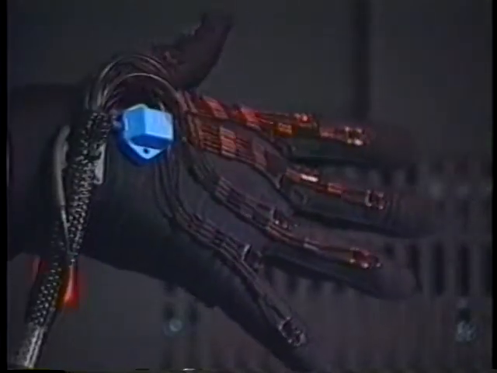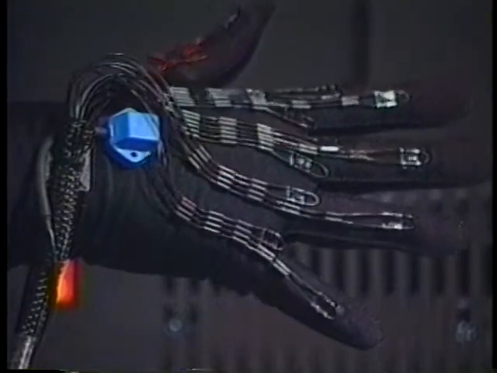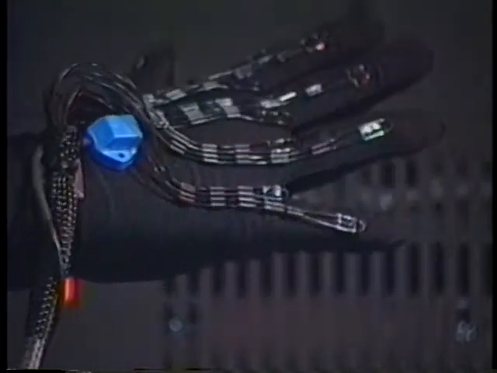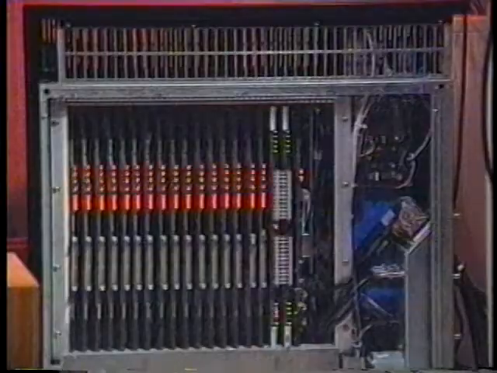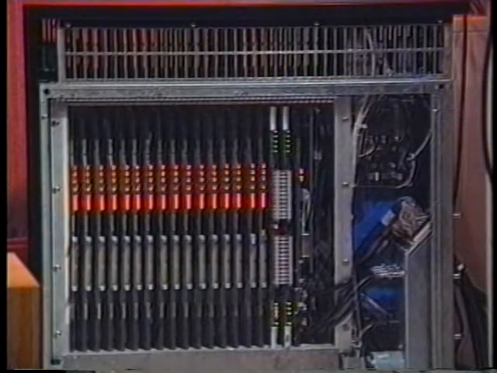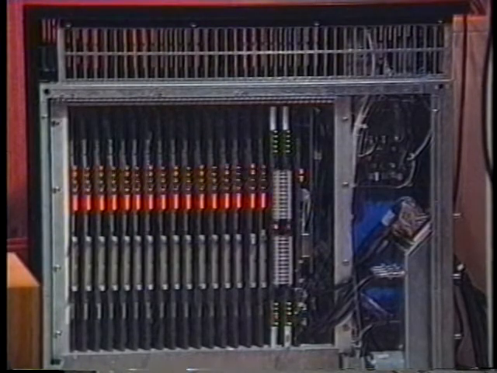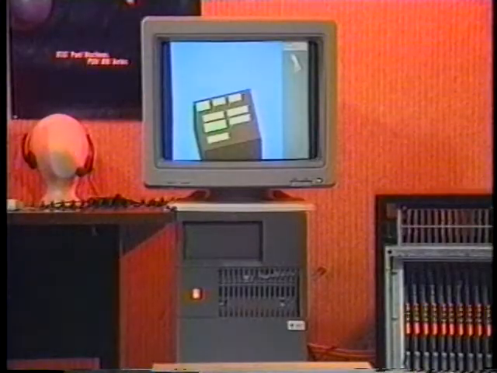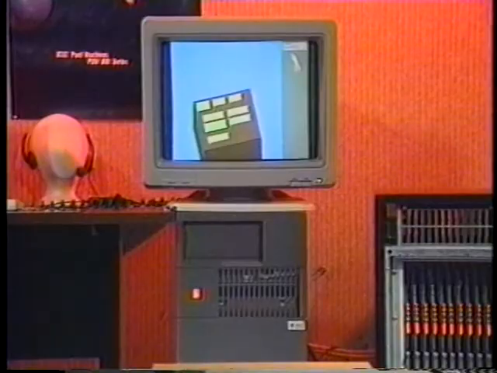The entire system consists of the following. A VPL DataGlove is used for tracking the hand. A prototype keyword recognizer with a 26-word vocabulary recognizes spoken commands. An AT&T Pixel machine is used for computer image generation. And a Sun 3260 is the host computer. The interface paradigm that we use is oriented toward applications in computer-aided design.